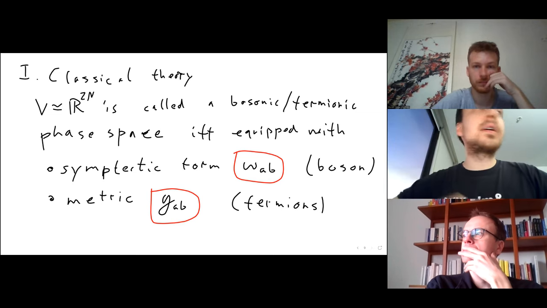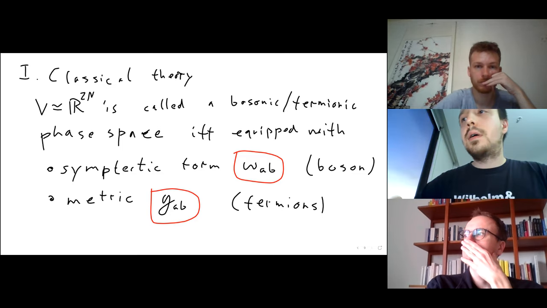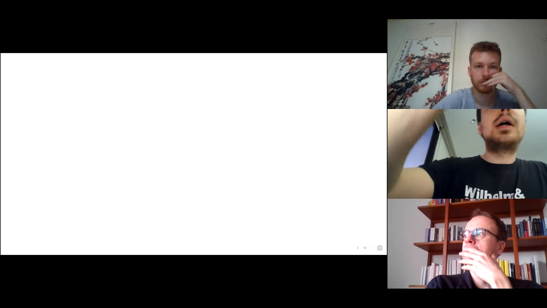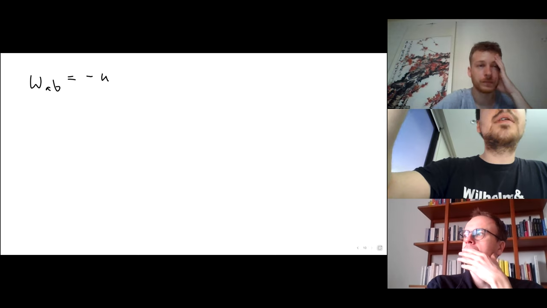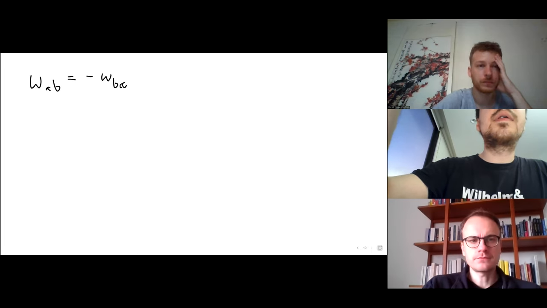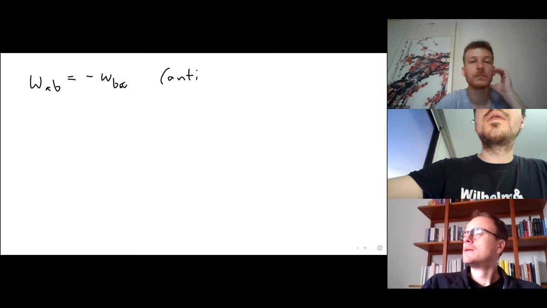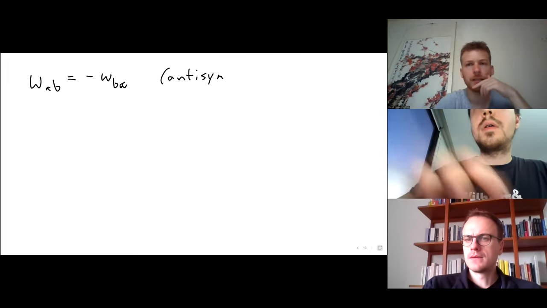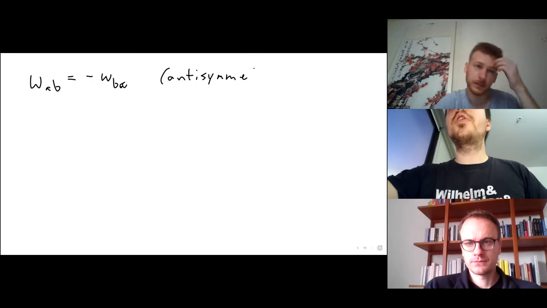And here it's really the standard properties that you know. So I guess omega A B is supposed to be minus omega B A. That's antisymmetric. And that's in abstract index notation still? Yeah. We will not need to use anything else.